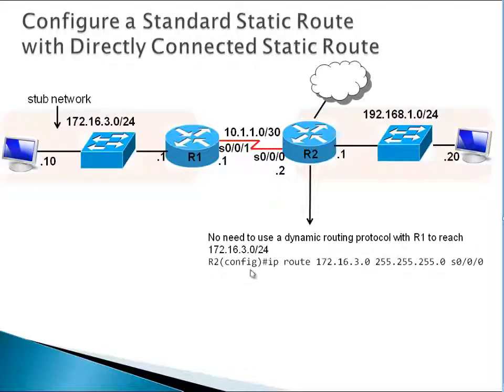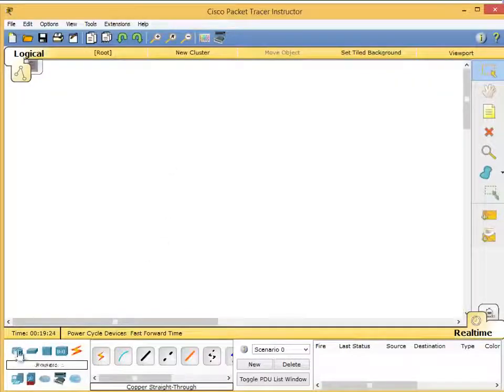On R2, in global configuration mode: ip route 172.16.3.0, then the mask, and then its own exit interface, so serial 0/0/0. Okay, so I've got Packet Tracer open here. I'll get a router. Let me delete this router. The next router will become Router 1. Yep, that's what I want.